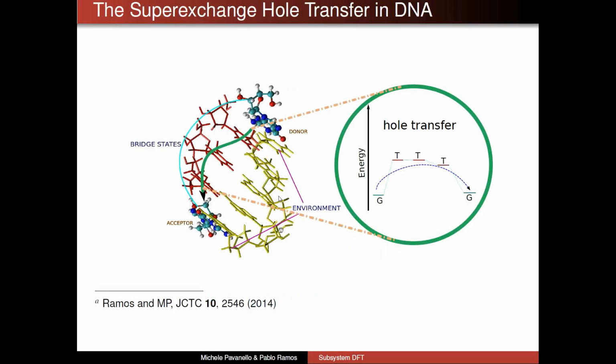Okay, this is a fancy application of this method. Pablo was able to apply this method to a relatively large molecular system. This is a DNA pentamer. We are essentially looking at the hole transfer from one guanine to another guanine through a bridge of thymine in the presence of a counter strand, a DNA counter strand. This was published last year in the Journal of Theoretical and Computational Chemistry.